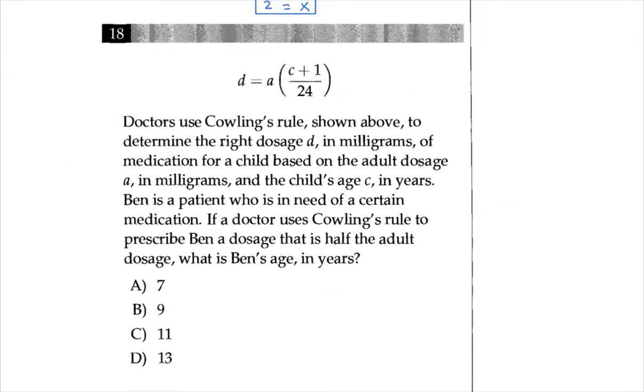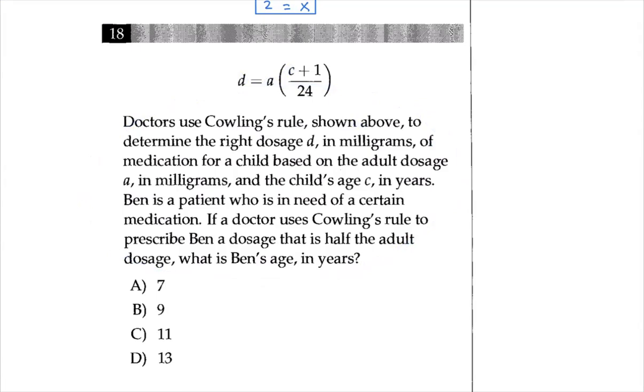Let's see this example. We have a formula d equals a times c plus 1 over 24. We don't know what is the use of this formula, but in the question, if you read, you will understand what each variable represents. We don't know what D, A, and C represent, but by reading the question, you will understand exactly what each variable means. So doctors using Cowling's rule, shown above, to determine the right dosage D.